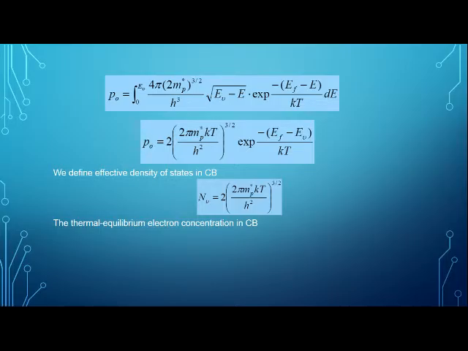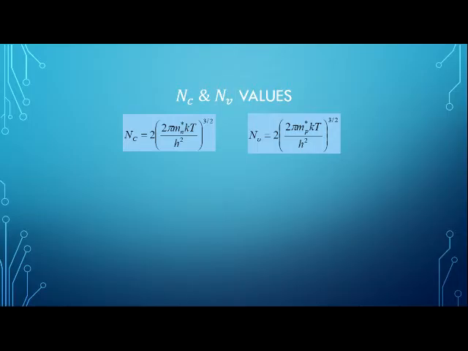So by putting the values in the p naught equation, we get p naught equal to 2 times (2 pi m*p kT over h squared) to the power 3/2 times exponential of minus (EF minus EV) over kT, where m*p is the effective mass of holes. We define the effective density of states in the valence band, Nv, equal to 2 times (2 pi m*p kT over h squared) to the power 3/2. The thermal equilibrium hole concentration becomes p naught equal to Nv exponential of minus (EF minus EV) over kT.